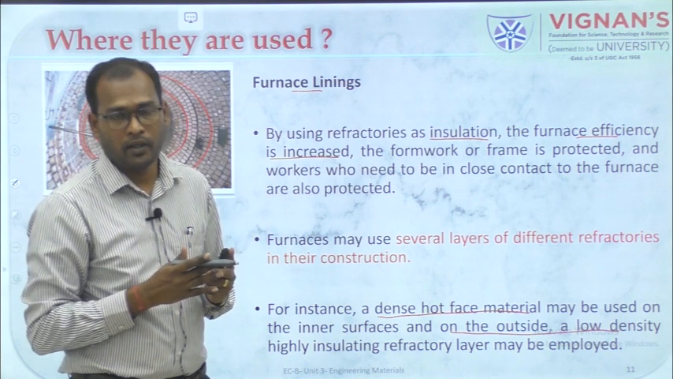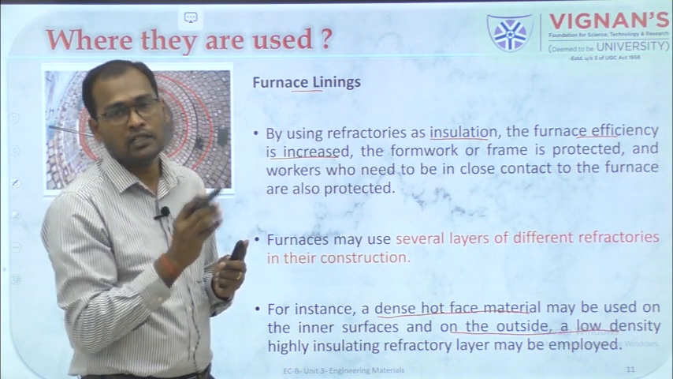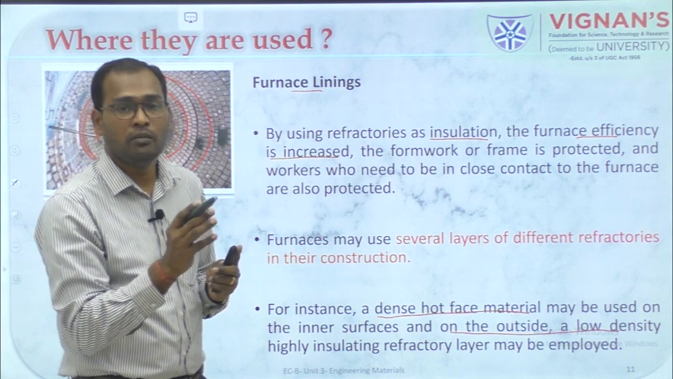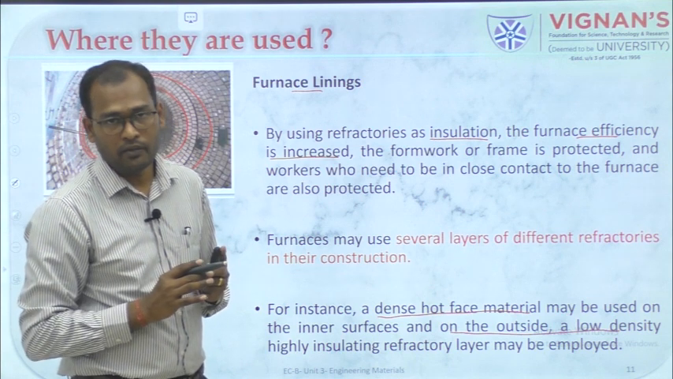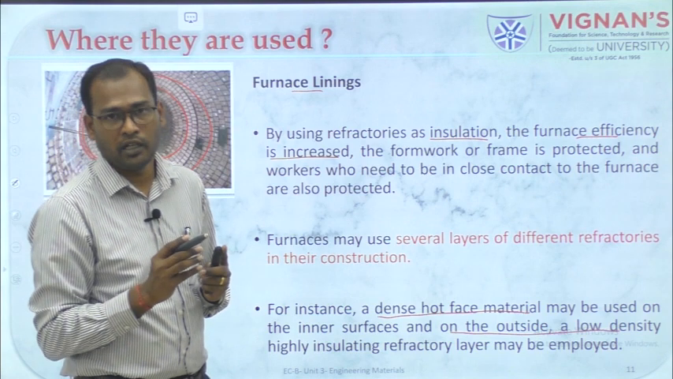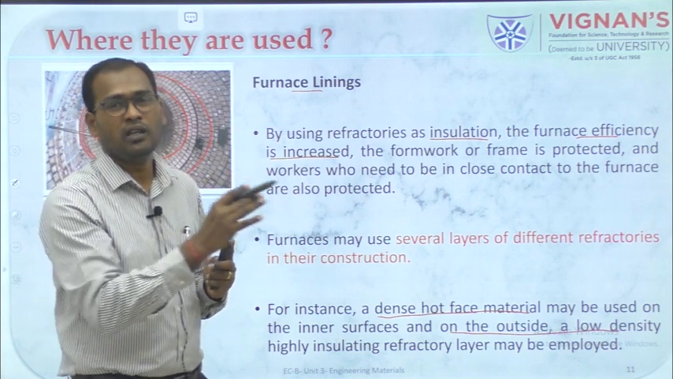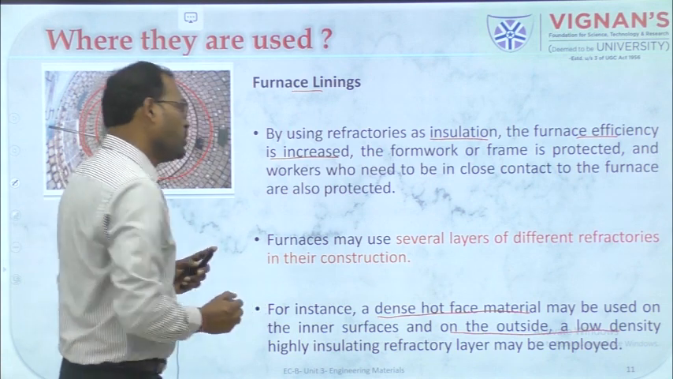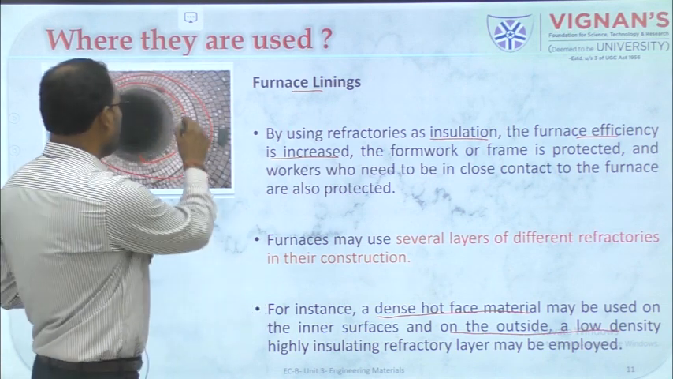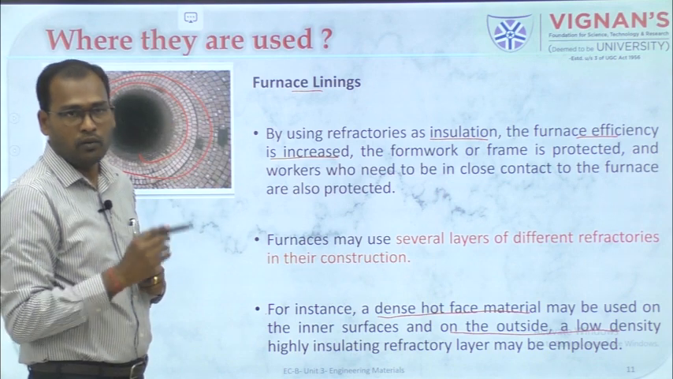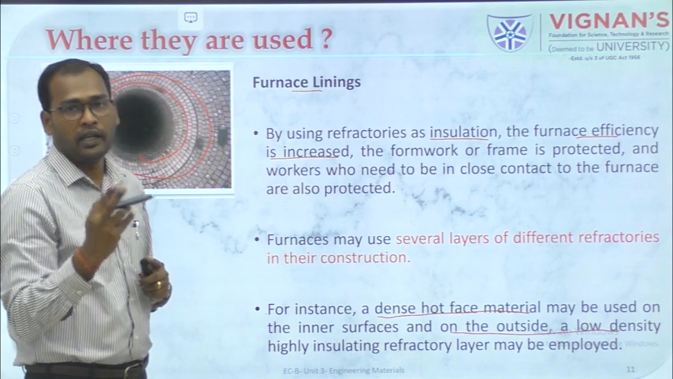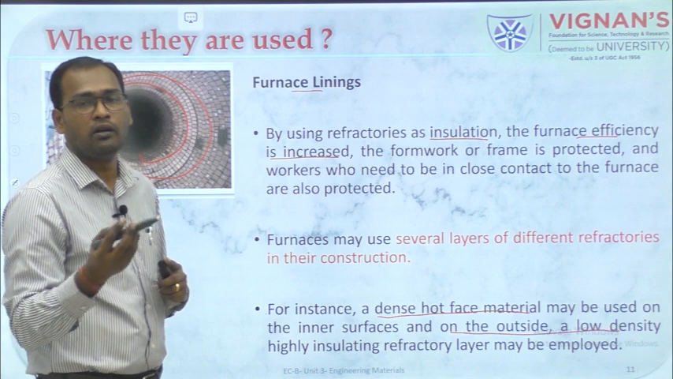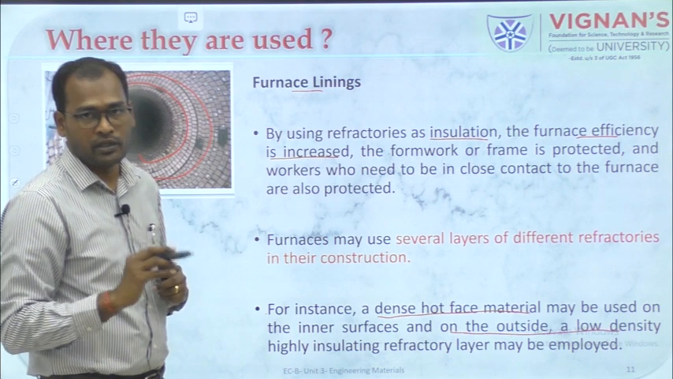So less dense materials are usually preferred as insulators, whereas the very dense material will be used to stop the movement of slag into it, right? So they can be used as an insulator, and this can be used in layers. Here we are using 2 layers. There will be multiple layers depending on the need and the efficiency, right?